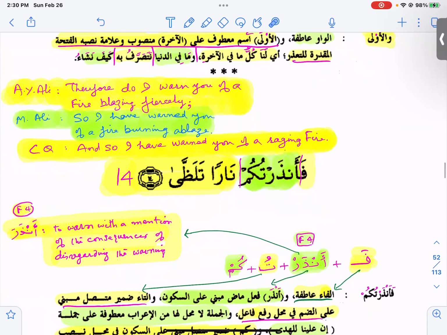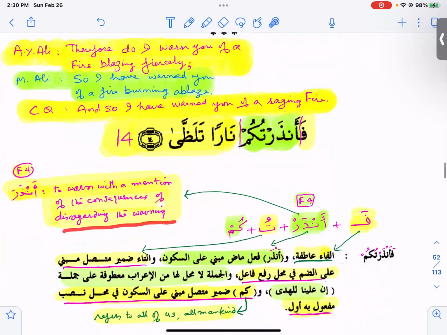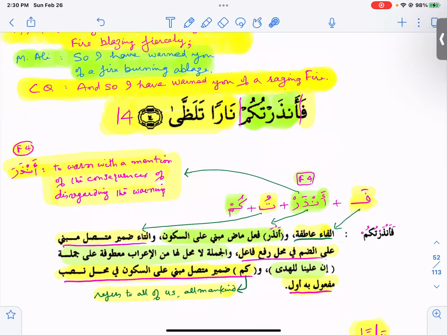I have written here somewhere. Fa, Atifatun, Anzara. Anzara means to warn with a mention of the consequences of disregarding the warning. And there, it is form 4: to warn with a mention of the consequences of disregarding the warning. So, alhamdulillah. Antara, Fialu Madin Mabdun Allah Sukun. Yeah, that's easy. Tu is Allah subhanahu wa ta'ala, but just plain. Huwa. Atau damirun muttasilun mabniun ala dama fi mahali rafin fa'il.